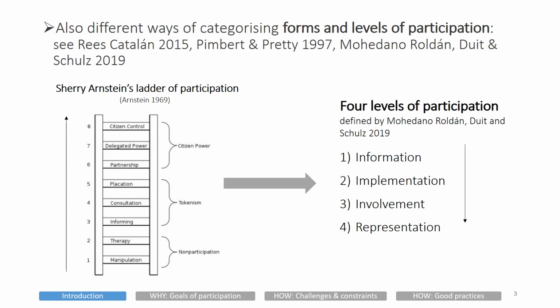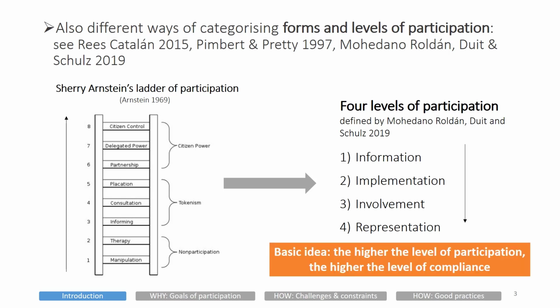And those 4 levels of participation are information, which means that stakeholders are only informed and consulted about their activities. Second level is the implementation, which is the participation of local stakeholders in day-to-day management and monitoring efforts. Then there's involvement, the degree to which stakeholders take part in setting the goals for the biosphere reserve, for example, or representation, where local stakeholders are actually being represented in the biosphere reserve steering committee or board. The basic idea of all this is the higher the level of participation, the higher the level of compliance with the biosphere reserve.